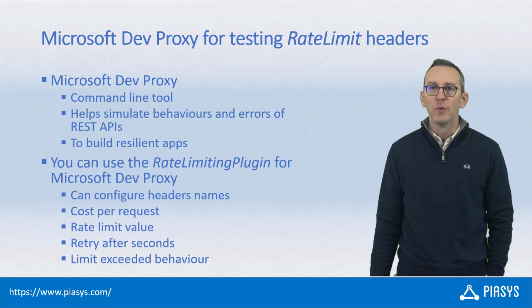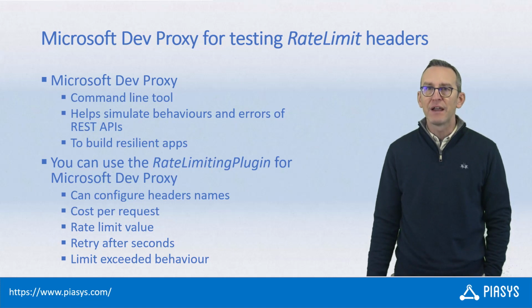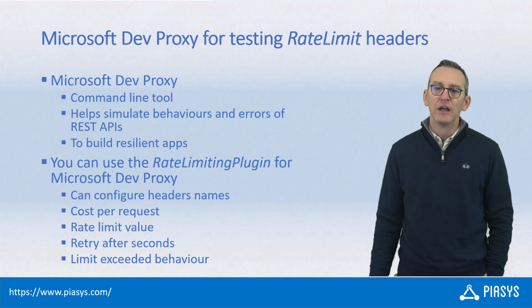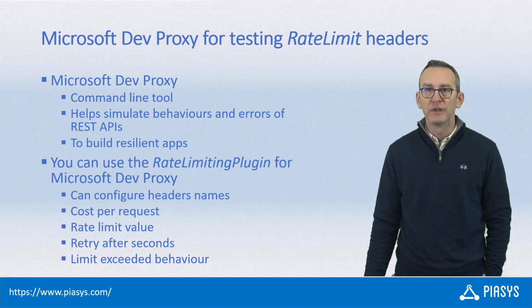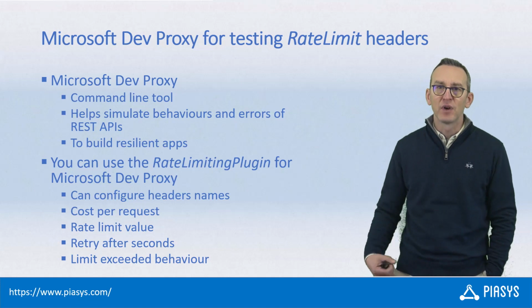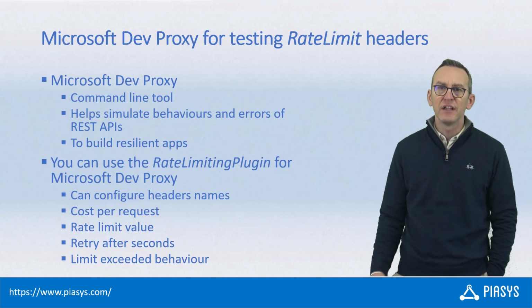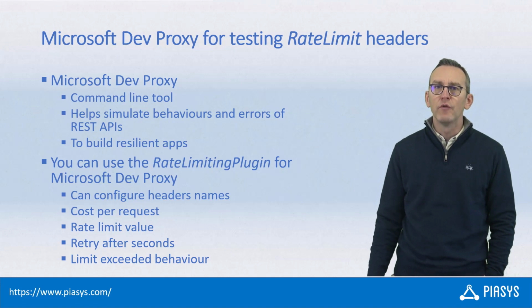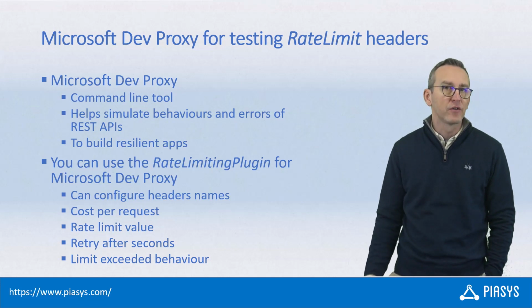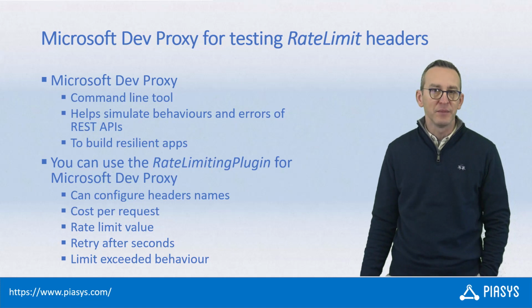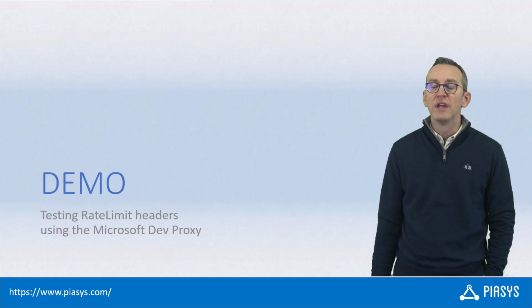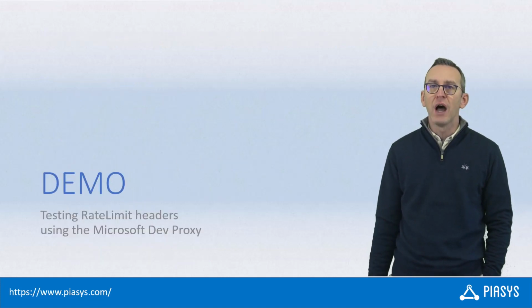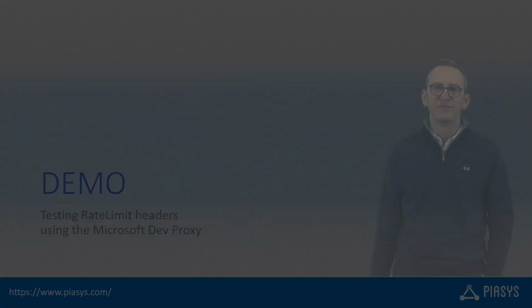In fact, with the Microsoft Dev Proxy, you can rely on a custom plugin called Rate Limiting plugin, through which you can configure the rate limit header names, the rate limits, the time threshold, and all the other settings that allow you to do proper simulation of the rate limiting without overloading the real Microsoft Graph or SharePoint Online REST APIs with requests. So, like always, let me move to the demo environment and show you how you can do that in practice.